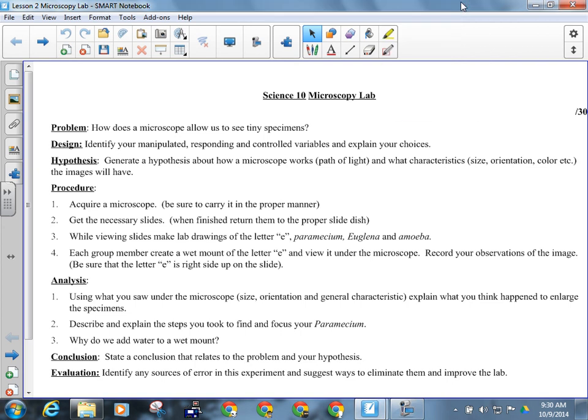All right, so essentially, guys, this is going to be the pre-lab for our microscopy lab that we're doing a week from today. But of course, you guys have tomorrow and Monday off, so it's not really a week. The problem we're investigating here is how does a microscope allow us to see tiny specimens?